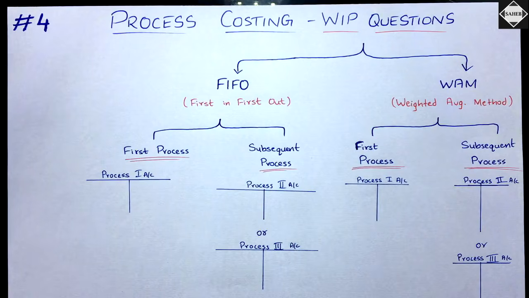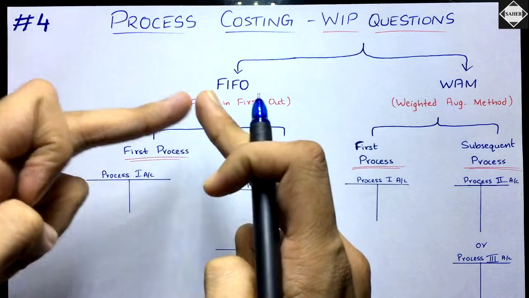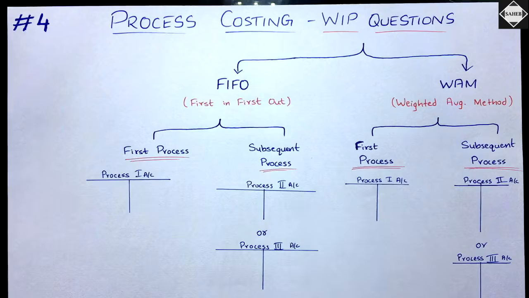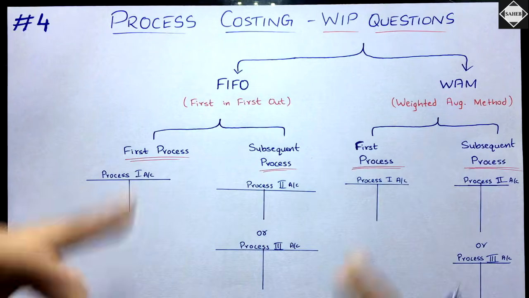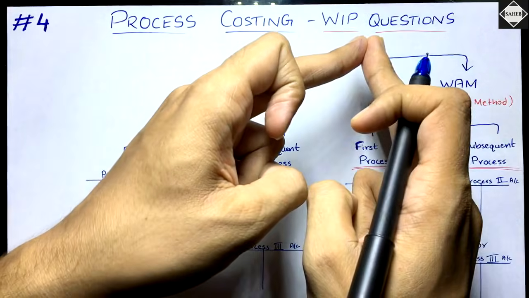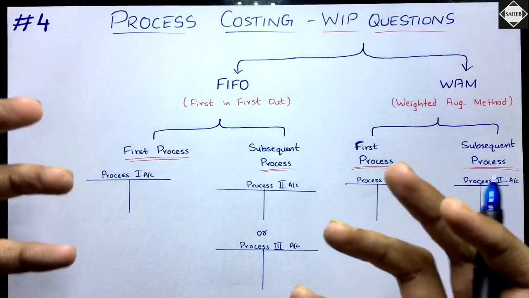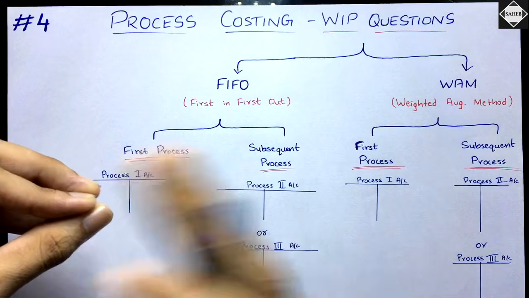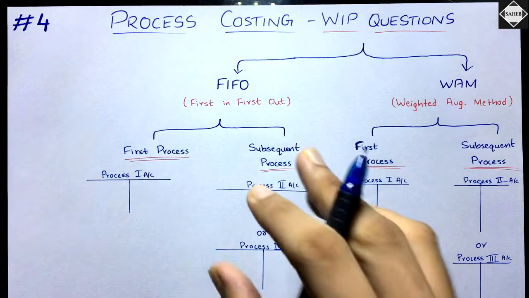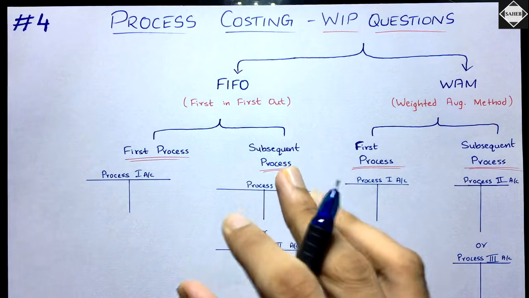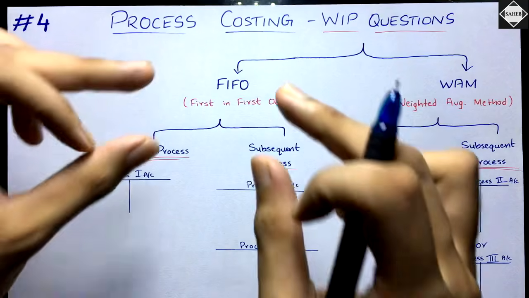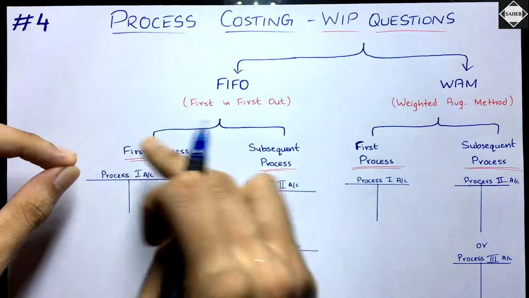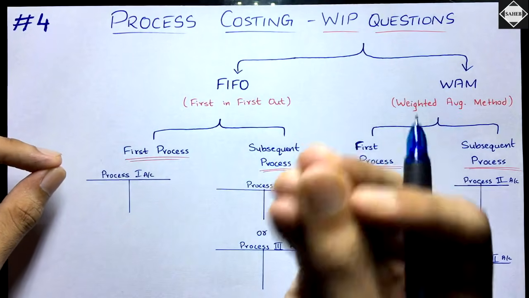So you can see that in FIFO also there are two different types of question, first process or subsequent process, and the same in the WAM method. Basically these two are methods of solving the WIP question, but the information given in the question could be the first process or other than the first process, a subsequent process. If subsequent process information is given, then you have to solve it a bit differently. We'll see that, don't worry. First, we are going to see the FIFO method and we are going to focus on the type of question where the first process information is given.